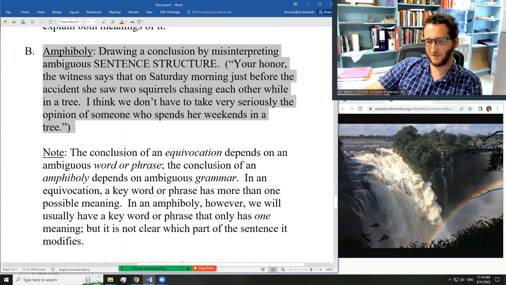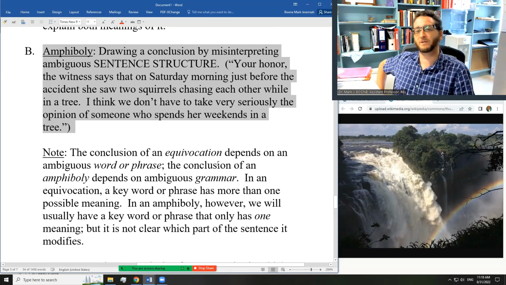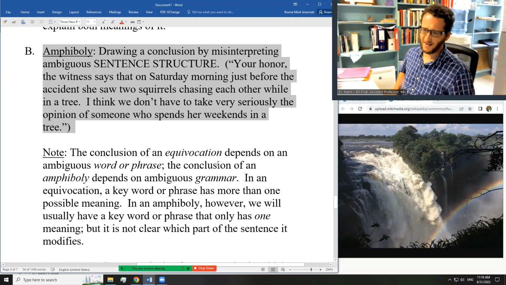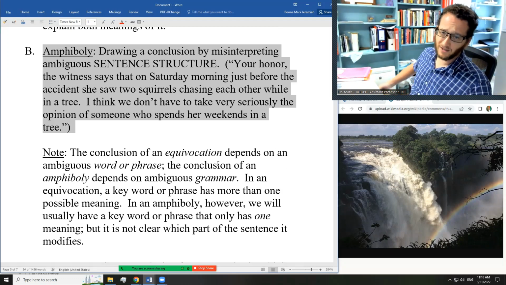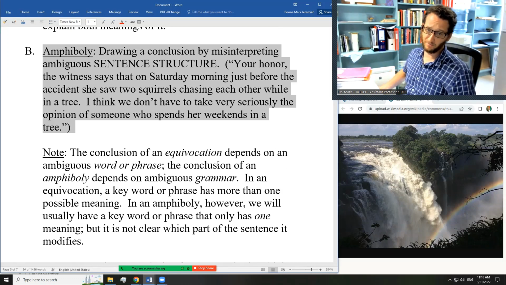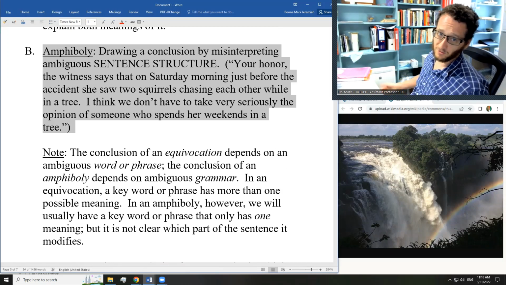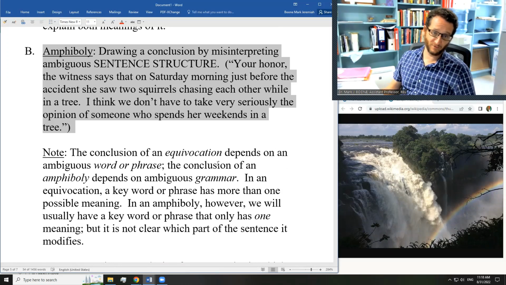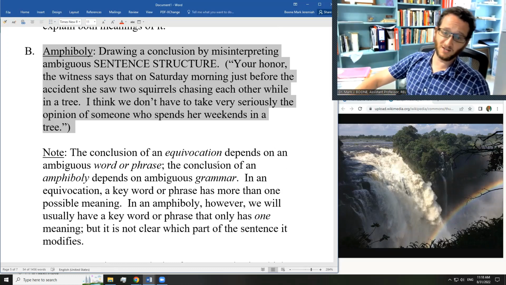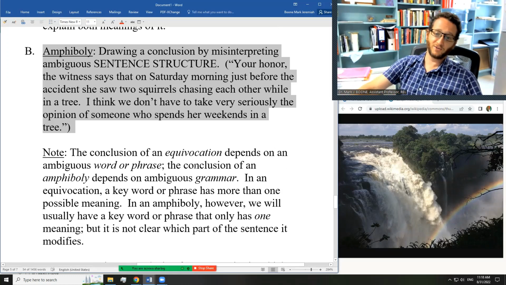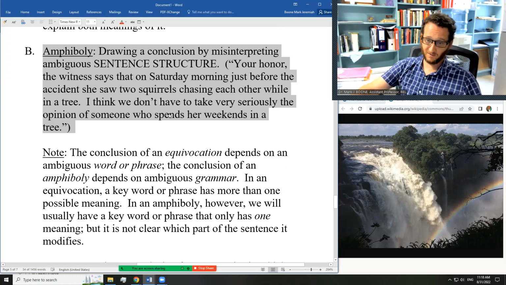Amphiboly, this is really fun. It's fun to come up with all sorts of thoroughly ridiculous examples of amphiboly. Amphiboly means you didn't diagram the sentence properly. Amphiboly is drawing a conclusion by misinterpreting ambiguous sentence structure. Your Honor, the witness says that on Saturday morning, just before the accident, she saw two squirrels chasing each other while in a tree. I don't think we have to take very seriously the opinion of someone who spends her weekends in a tree.